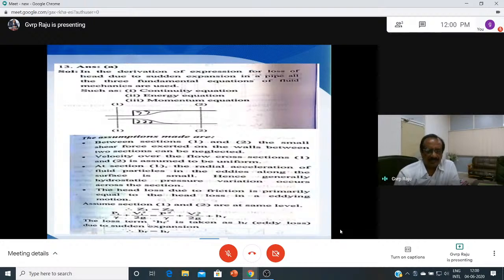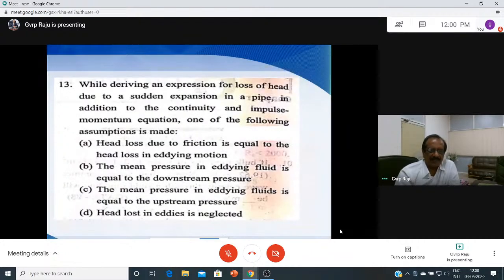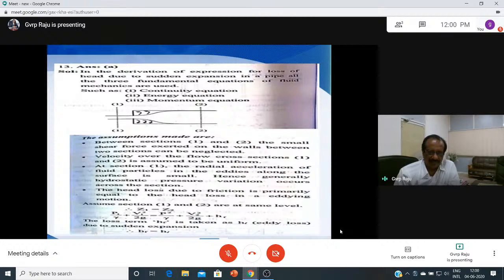So the last term here is due to expansion. In the derivation of this, you can straight away take the head loss due to friction. The head loss due to friction is equal to the head loss in eddy motion. We have different losses here, but we have taken the head loss due to the sudden enlargement. In other words, the head loss in eddy motion, you can take as head loss due to friction. This is the assumption we have made for deriving the expression. These are the steps here. If you see here, this is eddy loss. The loss term hL is taken as eddy loss, which is equal to head loss due to friction in the derivation.